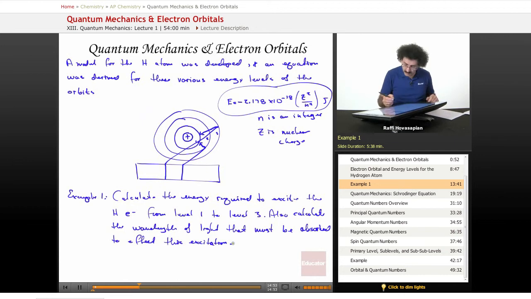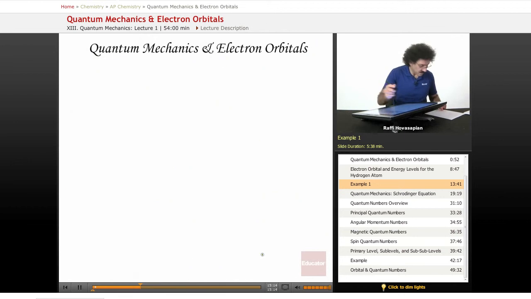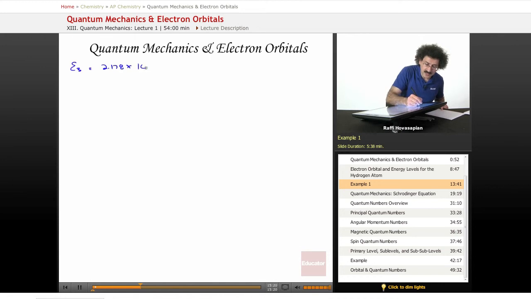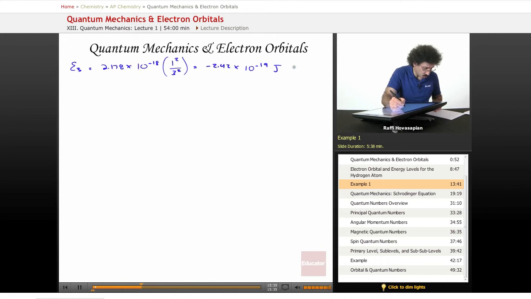Okay, well, let's go ahead and start. So the energy of level 1 is equal to minus 2.178 times 10 to the negative 18 times 1 squared over 1 squared, which equals minus 2.178 times 10 to the negative 18 joules. Okay, so energy level 3 equals minus 2.178 times 10 to the negative 18 times 1 squared over 3 squared, which equals minus 2.42 times 10 to the negative 19 joules.